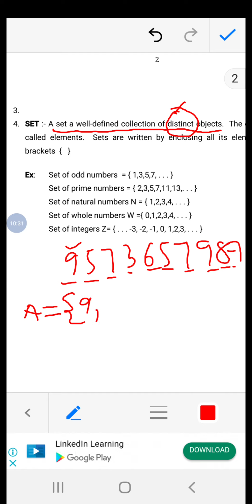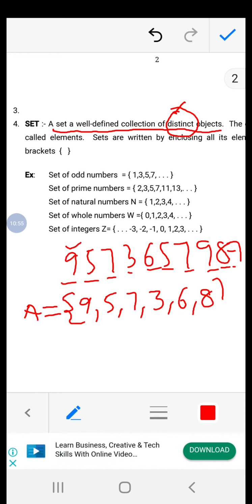Now I need to deny wherever is 9. Again I should not enter that. Next 5. If anywhere 5 gets repeated, I should not enter it. 7. If any other 7 is there in the number, I should not consider that. Next 3. Next 6. Next 8. So these are the numbers which are involved in that particular set.